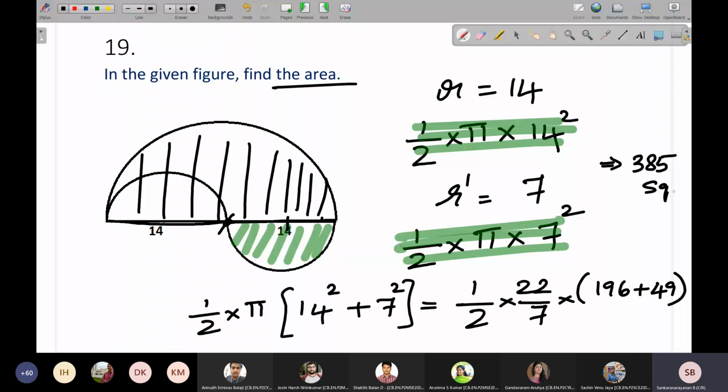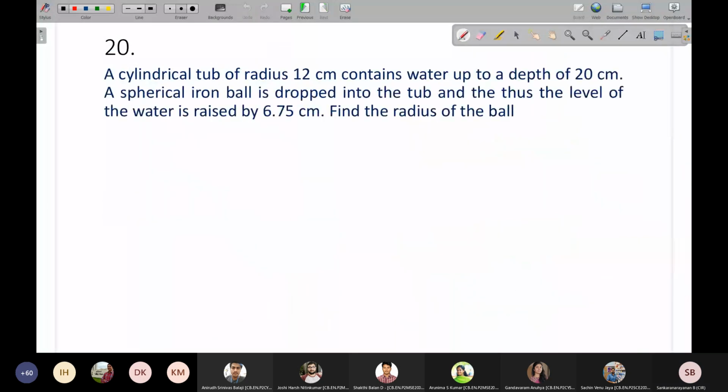Okay, so that is for this question. And now comes the final question for today's discussion. You can see that there is a cylindrical tub. It has a radius of 12 centimeters. It contains some water. To this cylindrical tub, you are dropping a spherical ball, and thus the water level is raised by 6.75 centimeters. You are asked to find the radius of the ball.